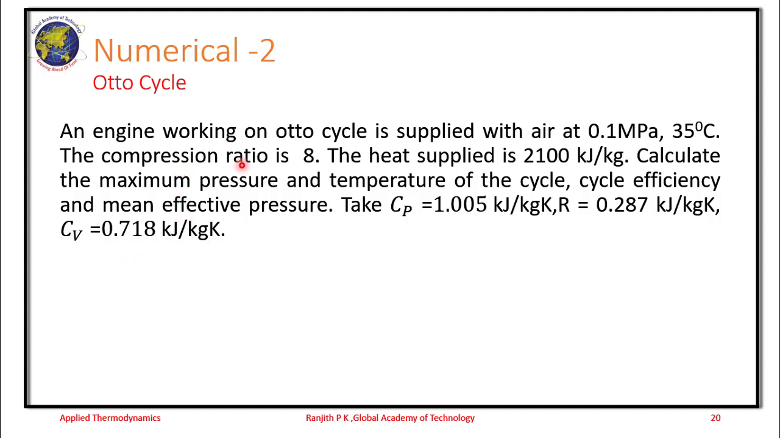Now, we look at what is given. An engine working on an Otto cycle is supplied with air at a particular pressure and temperature. So P1 is 0.1 megapascal, T1 is 35 degrees Celsius. The compression ratio Rc is 8. The heat supplied Q in is 2100 kilojoules per kg, and then Cp, R and Cv are given. We need to calculate the maximum pressure and temperature, which is nothing but P3 and T3. Find the cycle efficiency and also the mean effective pressure.